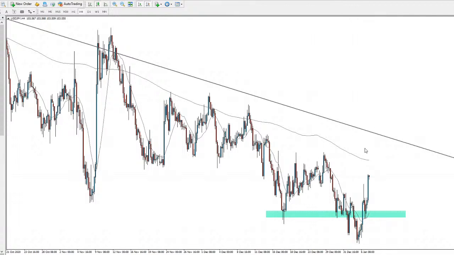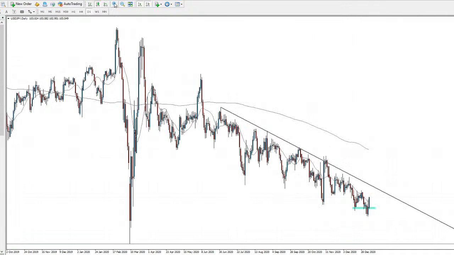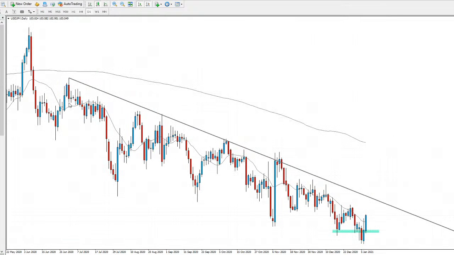Potentially we could finally be seeing a fifth test of this trend line in the market. So again, you can see a very strong trend line here in the market, keeping us in that downtrend. Initial test there, second, third, fourth, could be due our fifth test here.